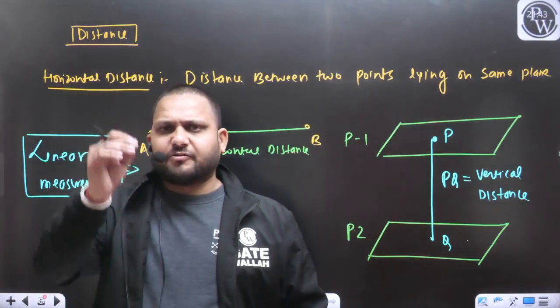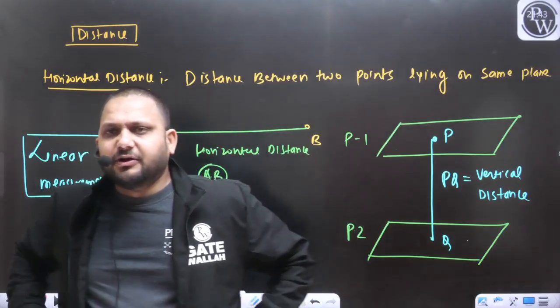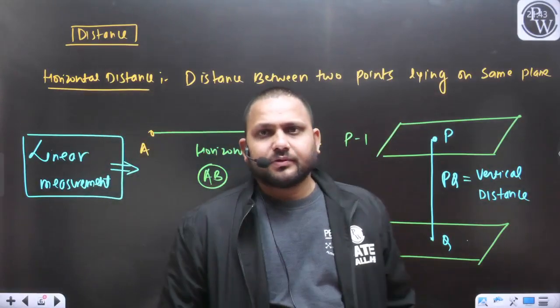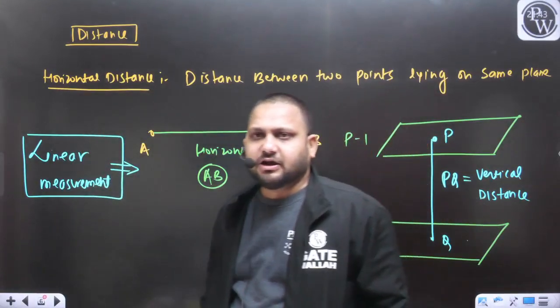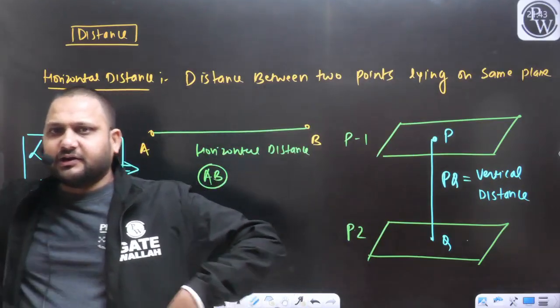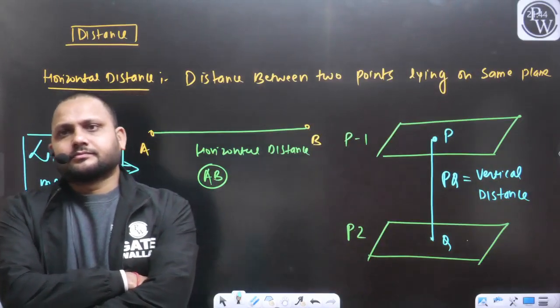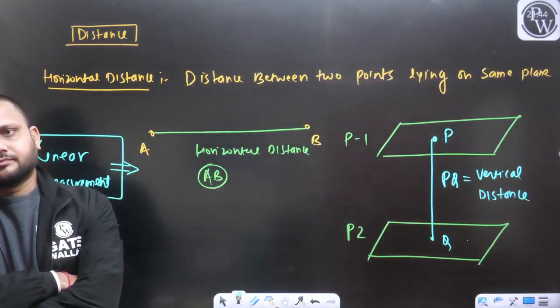Everyone do confirm. Is the discussion till now clear to everyone, how we can define the horizontal distance and how we can define the vertical distance? Okay.